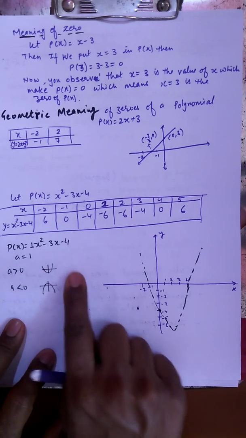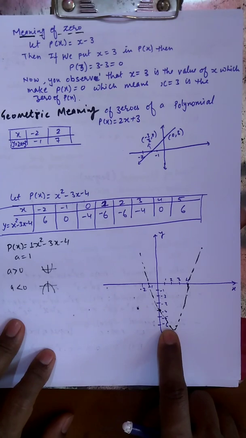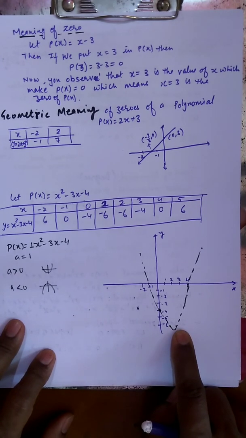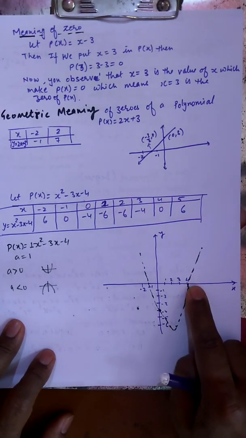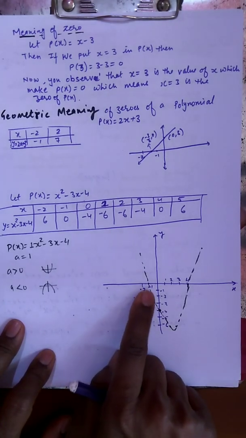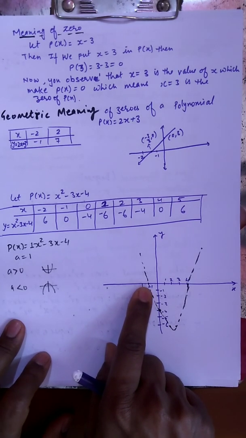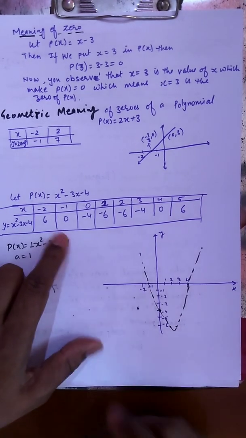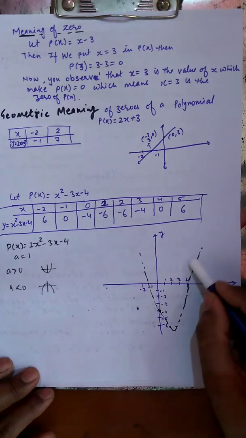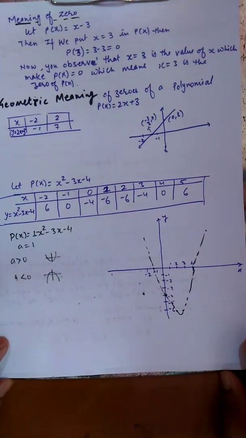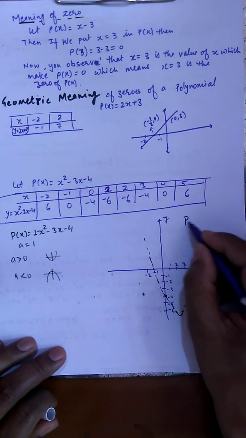Okay, now I have plotted the graph. The points are (-2, 6), (-1, 0), (0, -4), (1, -6), (2, -6), (3, -4), (4, 0), and there are some points where the graph cuts the x-axis. This is your -1, so this is x = -1 and y = 0. After joining all these points, you get the graph like this, and this is actually called the parabolic graph. Remember this word, parabolic.